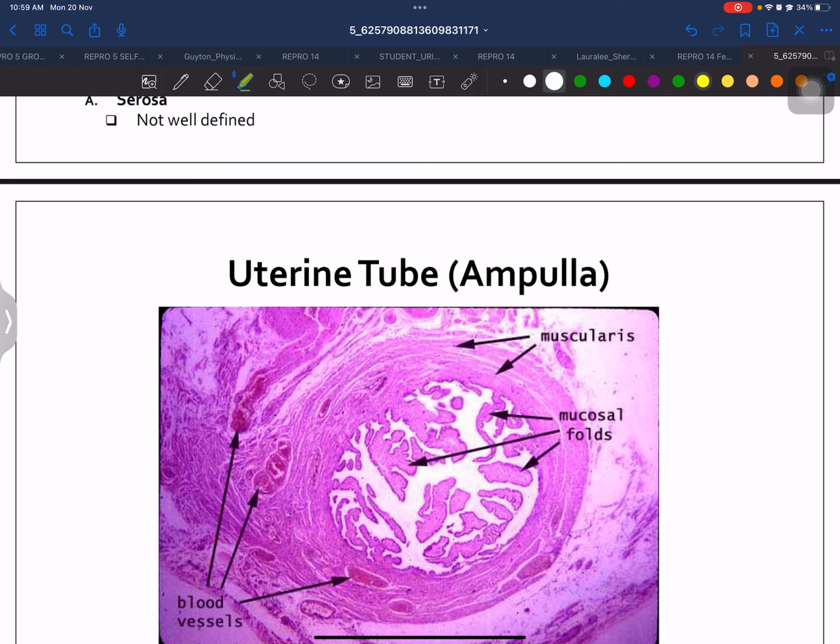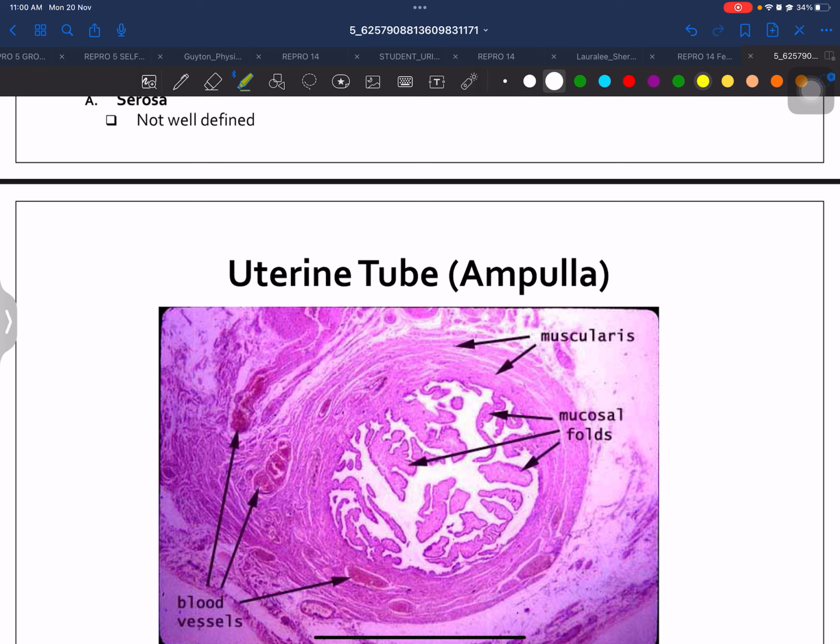So these are the peg cells, the non-ciliated cells, and these are the ciliated cells. Okay, boleh? Kita pergi uterus.